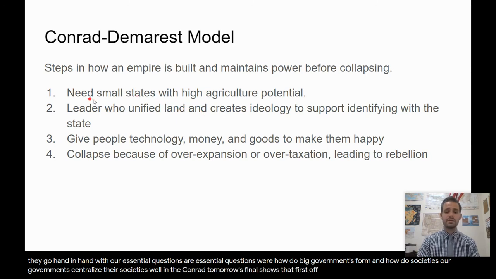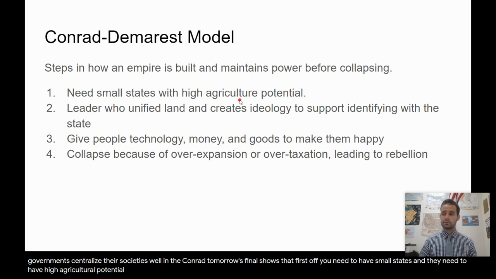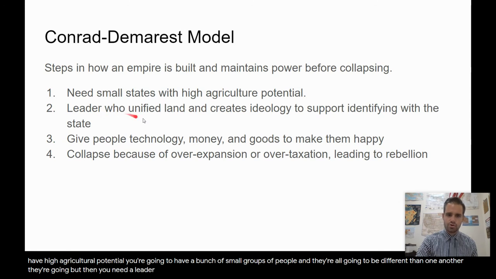First off, you need to have small states, and they need to have high agricultural potential. So you're going to have a bunch of small groups of people, and they're all going to be different from one another. They're going to have their own little separate societies. But then you need a leader who unifies everyone and creates an ideology to support identifying with the state.